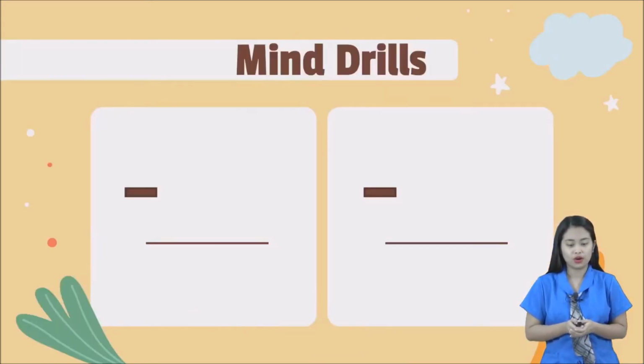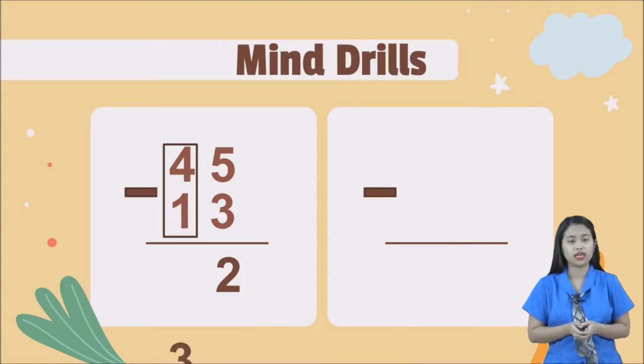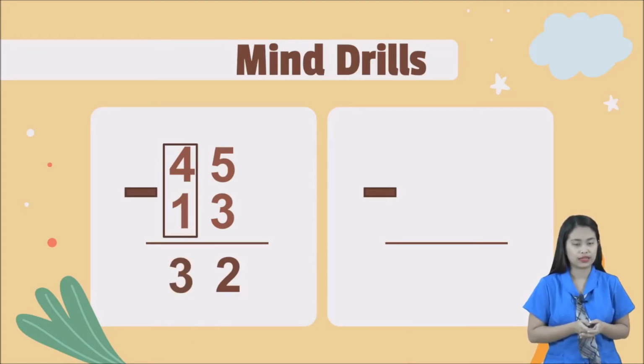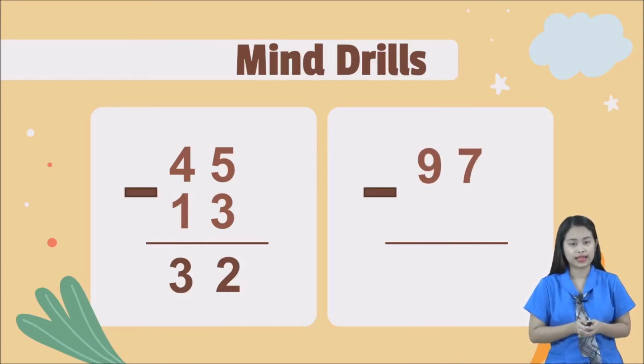Now, open your books on page 134 and let us answer some problems. So we have 45 minus 13 for number 1. So we will start at the ones, 5 minus 3, and that is 2. Next is the tens, we have 4 minus 1, and that is equal to 3. Very good. Next, number 2, we have the givens 97 and 35.